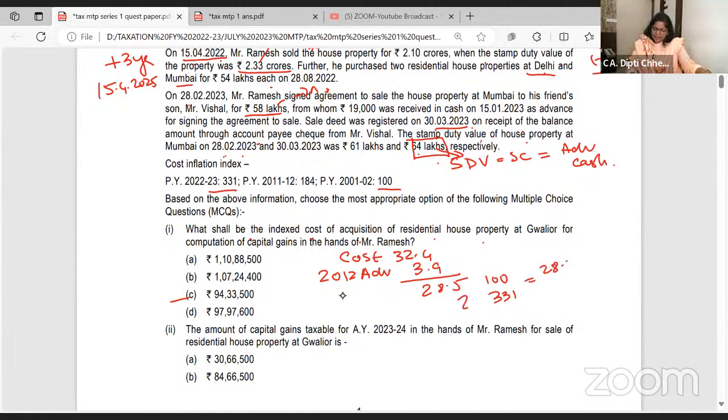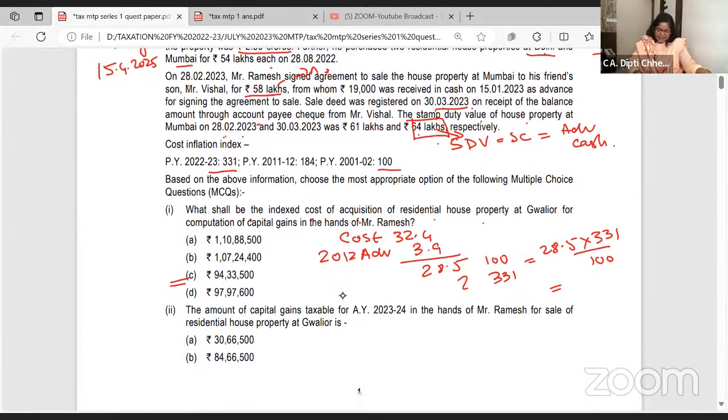So 28.5 into 3. I'm not doing it in notebook because then you will lose the control over the question. So I'm solving it here. I hope my screen and everything is clear. So 28.5 lakhs into 331 divided by 100. So it's coming to 94,33,500 is your index cost.